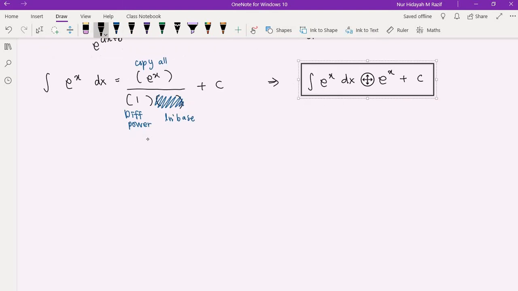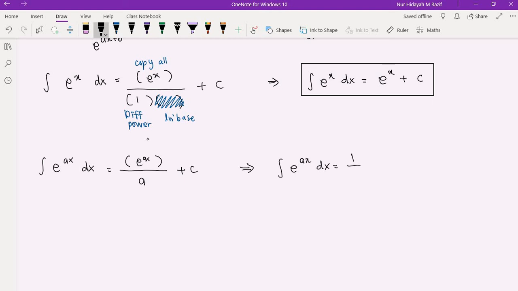Okay, so next, if I integrate e to the power of ax dx, then what am I going to get? There is the first bracket, we just copy everything and then divide by the derivative of the power, which is a, and then we add c. So we can also rewrite that as 1 over a times e power of ax plus c.